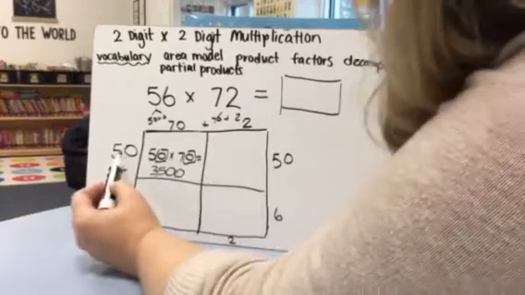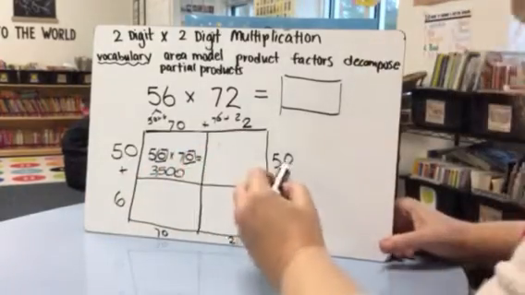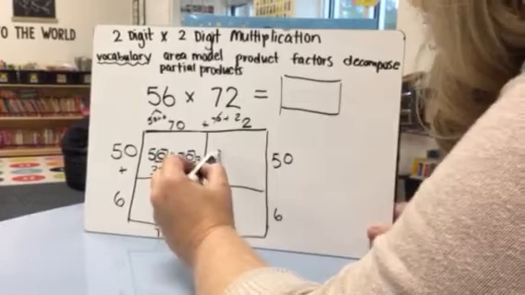Now I'm going to say, you can go work across this way or this way, it doesn't matter. I'm going to say 50 times 2. I can also look at this side, 50 times 2.